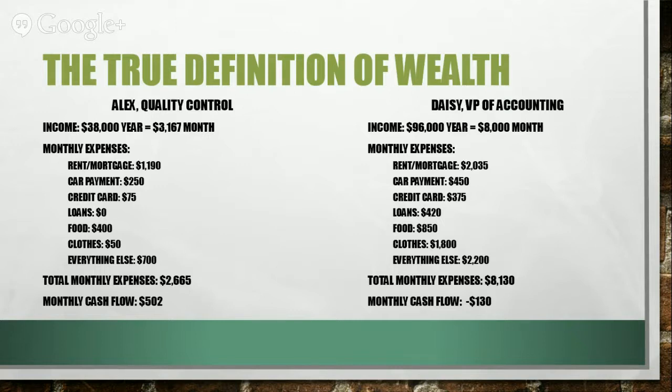If you compare Alex to Daisy, at the end of the month, Daisy made $8,000. However, she actually spent more than what she makes. So her monthly cash flow is actually negative $130. And the reason I brought up these two examples is because a lot of times when I sit down with folks to go over their finances, this is the most common theme that I see. There's people who are actually spending a lot more than what they're making.